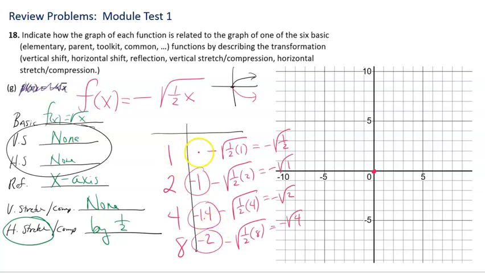Okay, so 1, I didn't want to fool with that one, although you could type that in your calculator. When I plugged in 2, I got negative 1. When I plugged in 4, I got negative 1.4. And when I plugged in 8, I got negative 2. And there we go. That's enough to give us a really good looking graph. And then it arcs over to the right there. And there you go.